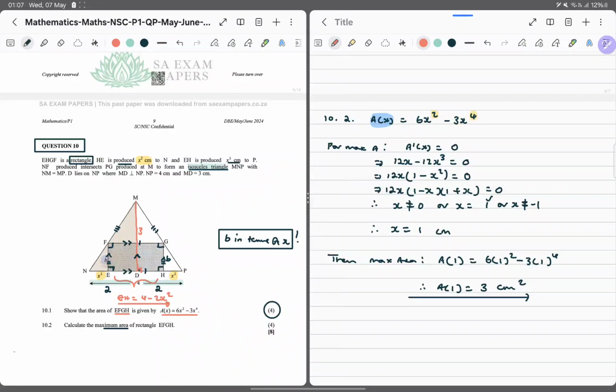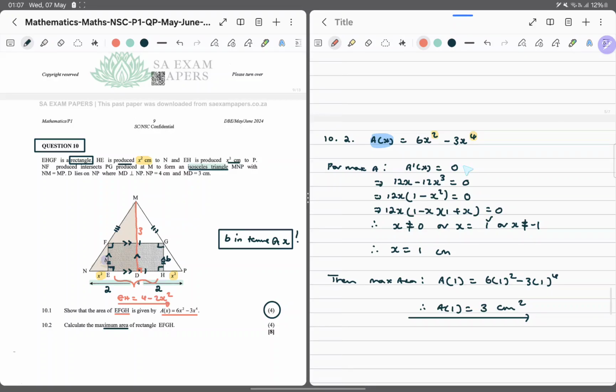Alright. We see, so equating the first derivative to 0 is a mark. Actually doing the differentiation is a mark. Finding the x value with the correct unit is a mark. And the final answer again with the correct unit, that's the mark. So that's how we find those 4 marks.